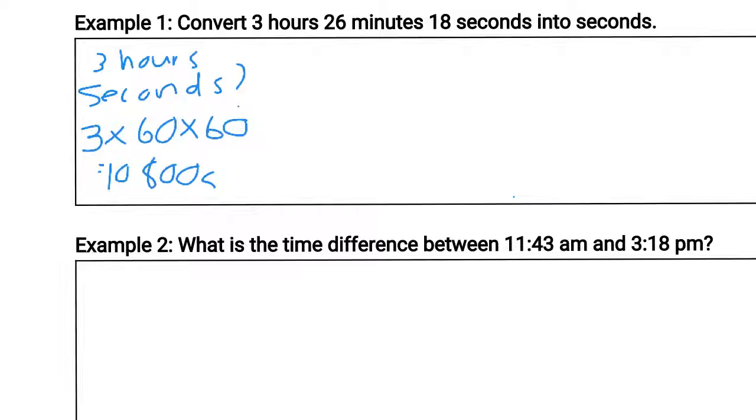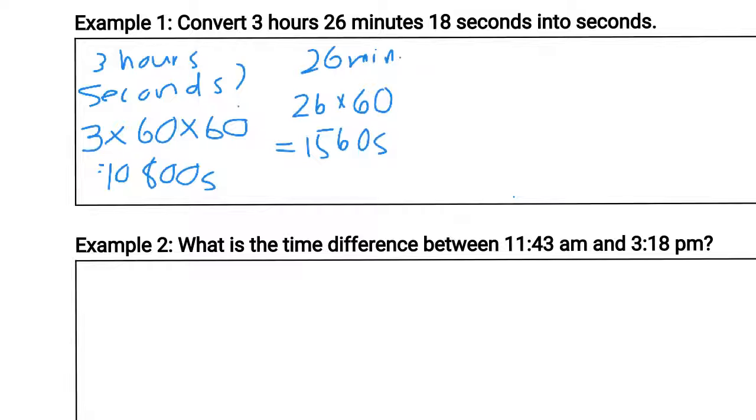I can now take a look at 26 minutes and find out how many seconds are in 26 minutes. I know there are 60 seconds in each minute, so I can take that 26 and multiply by 60. That's going to give me 1,560 seconds in 26 minutes. Obviously, there are 18 seconds in 18 seconds here.